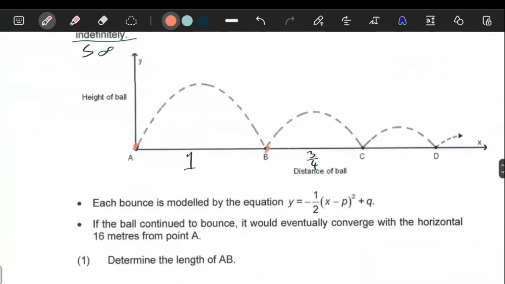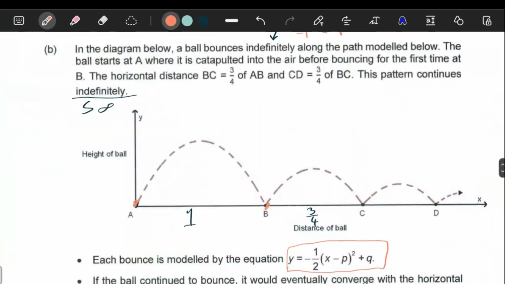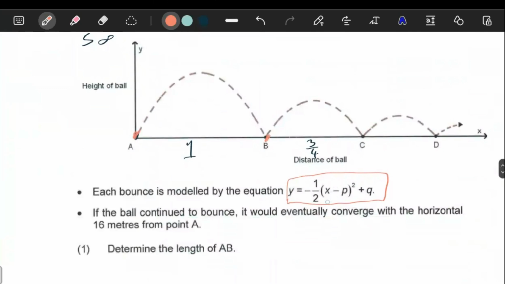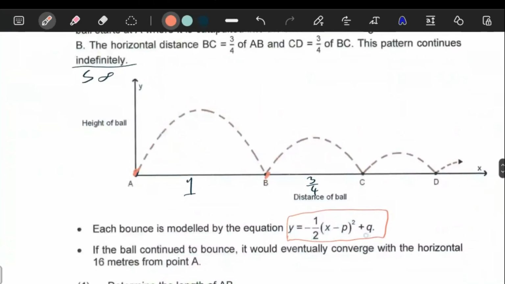So here it says each bounce is modeled by this equation. What they mean by each bounce, you want to be asking yourself, what is X and what is Y? So each bounce is modeled by this equation. You can see this is an equation of a parabola. So they're talking about each parabola can be given by an equation in this format. You can see the turning points are open. However, each of these parabolas has an A value of -1, hence why they're all frowning.